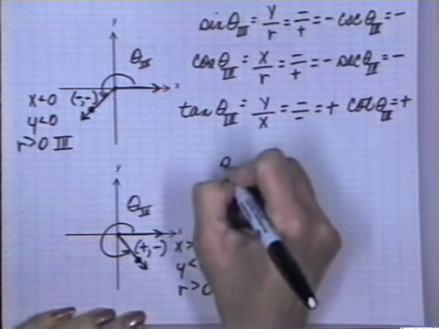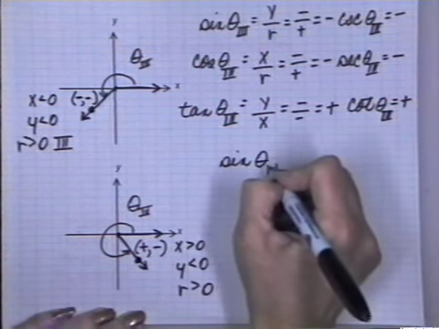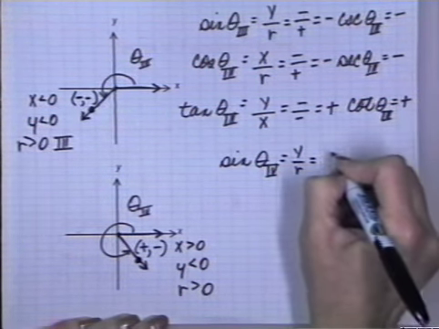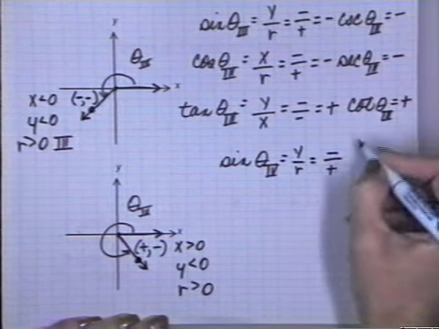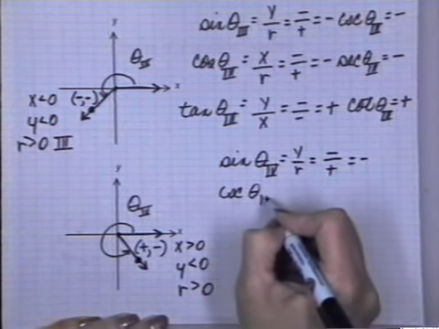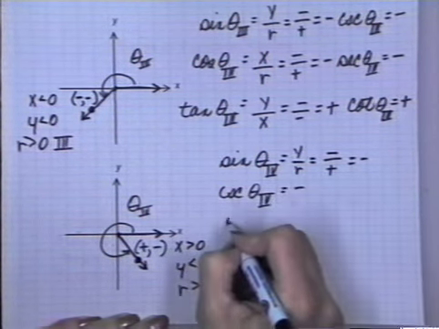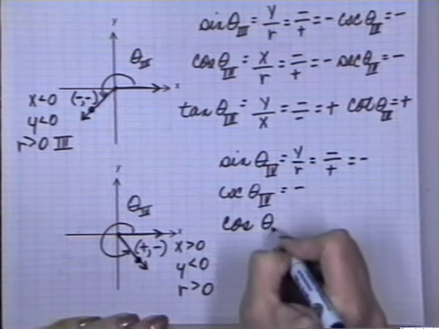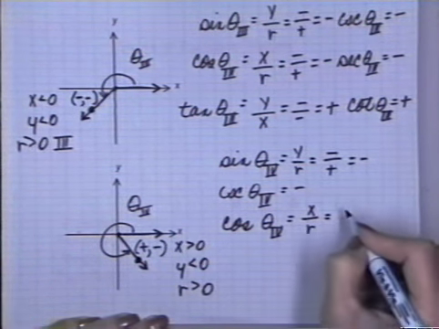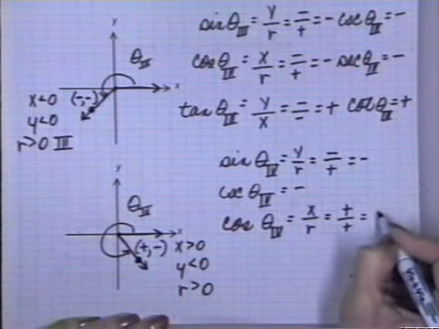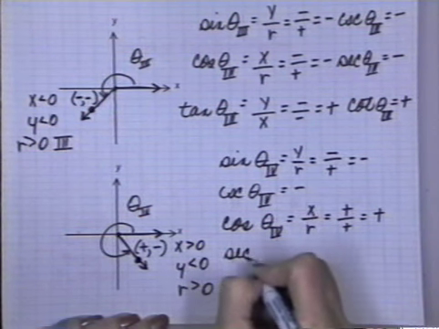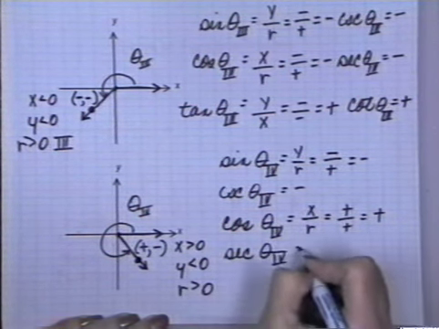So for this point, its x coordinate will be positive and its y coordinate will be negative. So when we find the sine of a fourth quadrant angle, our y is negative, so we'll have a negative divided by a positive r, which will give us a negative. And of course we know the cosecant then will also be negative. For the cosine, our x divided by r, our x is positive, r is positive, so our cosine function will be positive, as will its reciprocal, the secant.